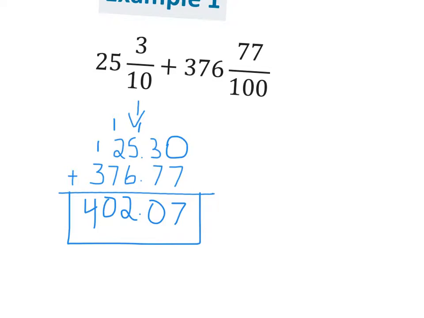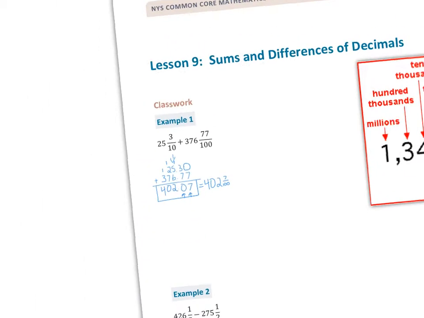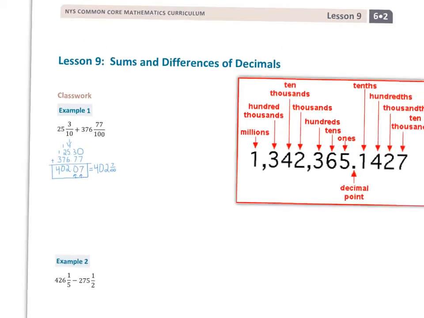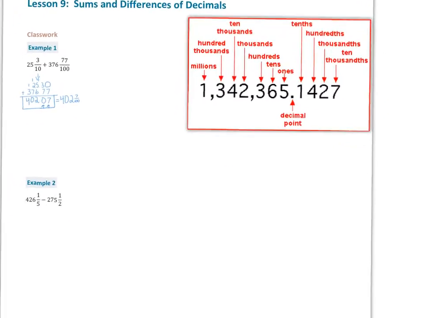So if we want to write this as a fraction or as a mixed number, we would write our whole number, 402. And then notice that this is in the hundredths place, this is in the tenths place, and I'm not going to say 0, so I'm going to say 7 hundredths. And there you have example 1. So now let's take this into example 2.